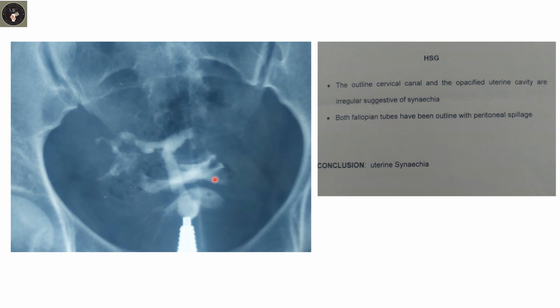So this is the HSG image, and this is the report of the HSG. The outline of the cervical canal and the uterine cavity are irregular, suggestive of synechia. Both fallopian tubes have been outlined with free peritoneal spillage. So this is the image of the HSG, and this is the report.